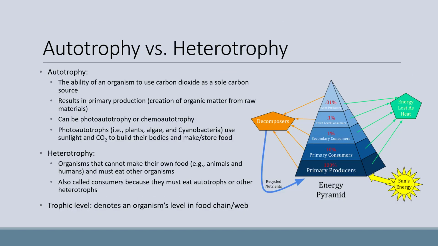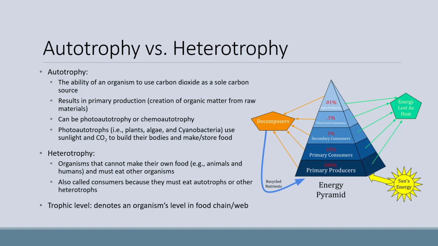Now we have to talk about some terms that apply to trophic interactions. Autotrophy is the ability of an organism to use carbon dioxide as its sole carbon source. It results in primary production, which is the creation of organic matter from raw materials. Autotrophy can be from photoautotrophy, which is what photosynthesizers like plants do, or chemoautotrophy. Chemoautotrophs do exactly what photosynthesizers do, but use chemical energy rather than solar energy.